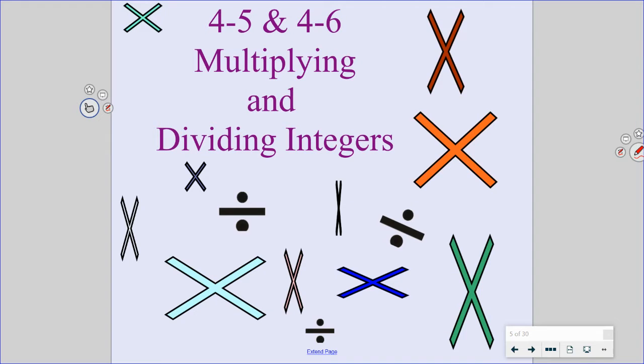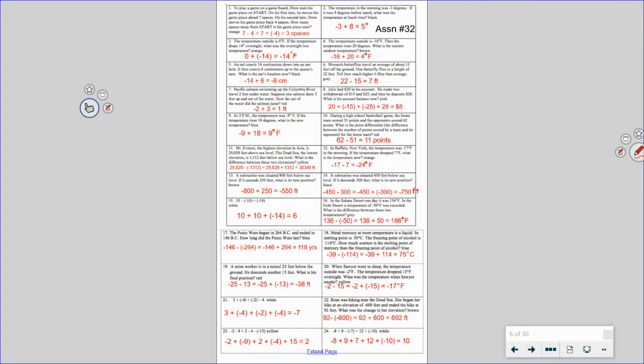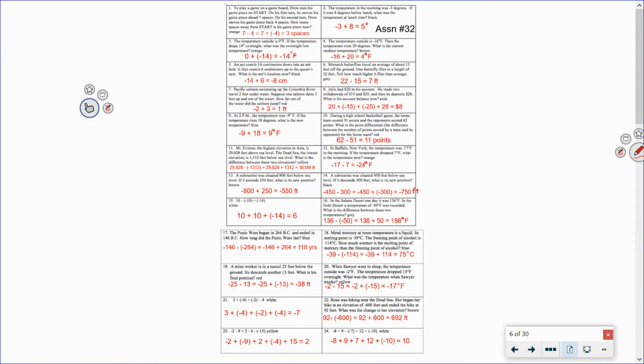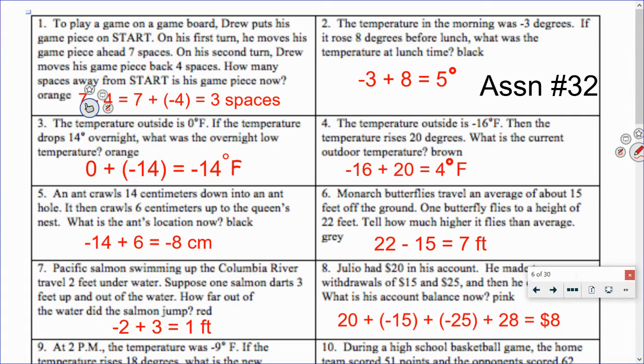Welcome back, folks. Chapter 4, Lesson 6, Multiplying and Dividing Integers. I'm going to go ahead and ask you to pause, check out your work from the previous assignment. Come on back when you're ready.